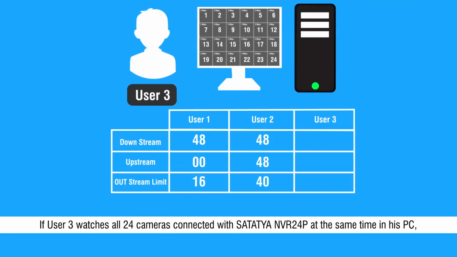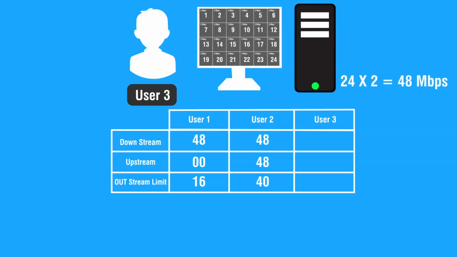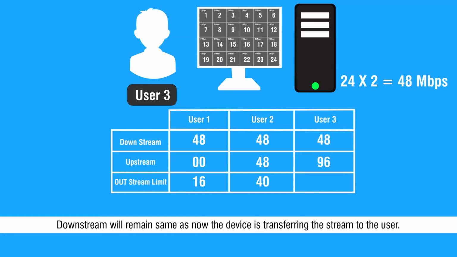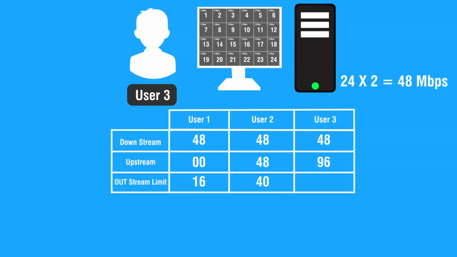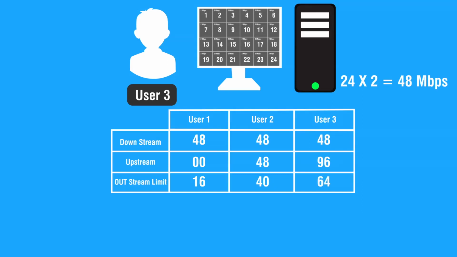If user 3 watches all 24 cameras connected with Satatya NVR24P at the same time in his PC, the stream allocated to the user will be 24 into 2, that is 48 Mbps. So downstream will be 48 Mbps and upstream will be 96 Mbps. Downstream will remain same as now the device is transferring the stream to the user. Also, outstream limit is 64.